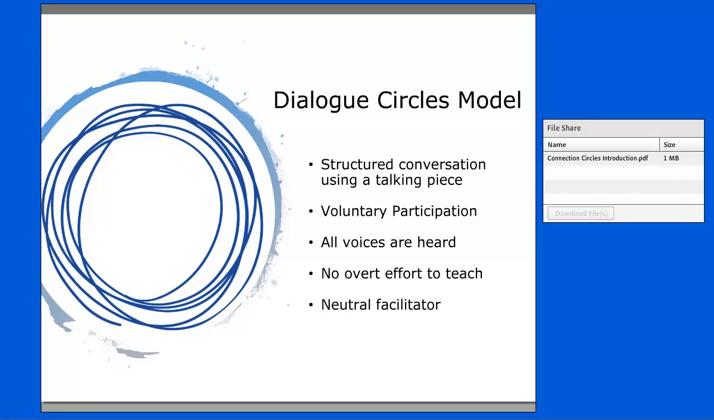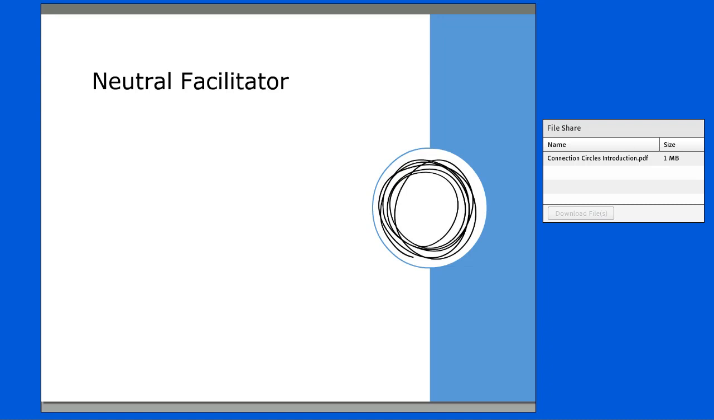We've been told by circle facilitators and site staff that the neutral facilitator is essential to the power of Connection Circles. Let's take a closer look at that role. Most adults do not have experience as neutral leaders. Rather, we're typically viewed by youth as authority figures and are seen as holding the right answer. It can be hard for adult leaders to give up trying to guide youth in a particular direction or to a certain conclusion.